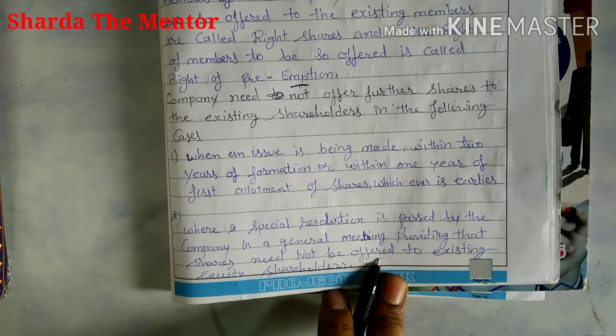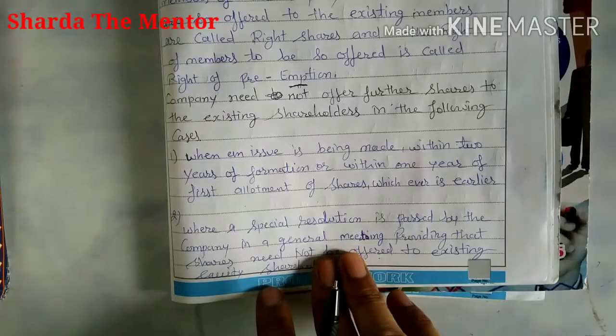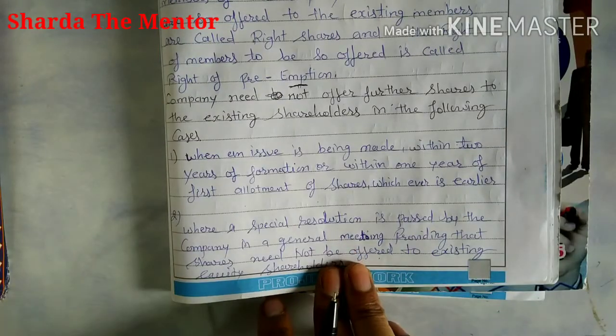Some conditions are not mentioned here, but I am telling you that two more conditions are there. If all the shareholders, to whom the company has given an offer that it is going to issue shares, deny and say they don't want to buy shares, then in that case the company won't issue shares to the existing shareholders.